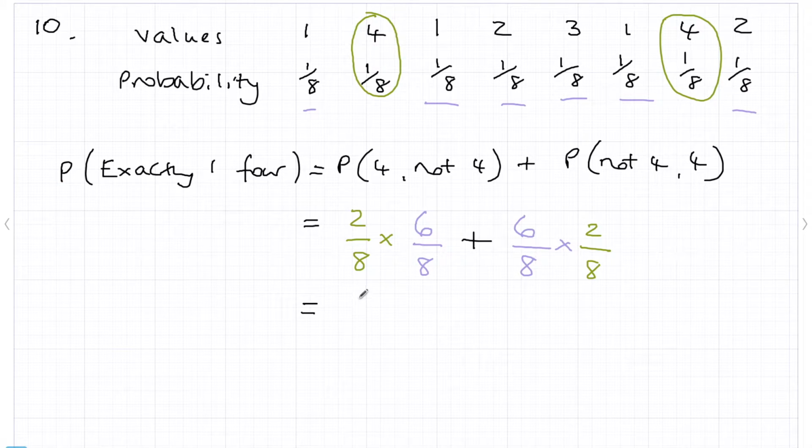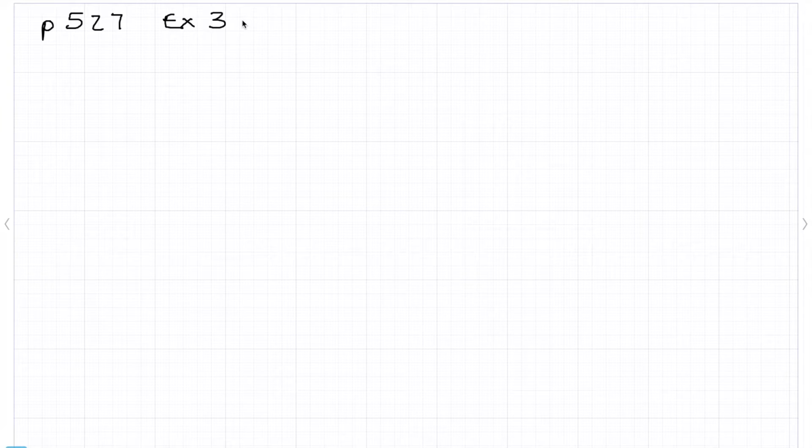And then similarly, probability of not a 4 is 6/8 times probability of a 4 is 2/8. So that's 3/16 plus 3/16. Simplifying gives us 3/8.